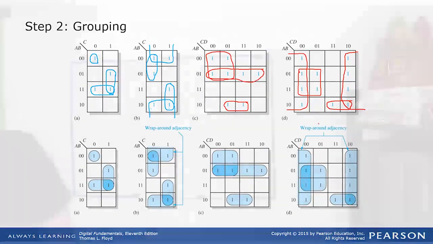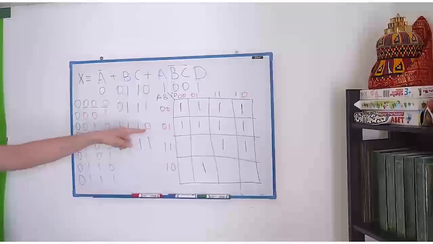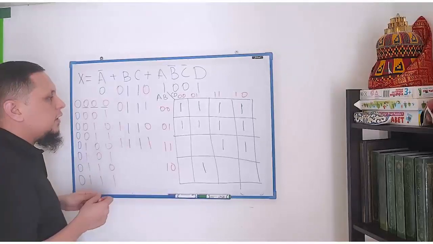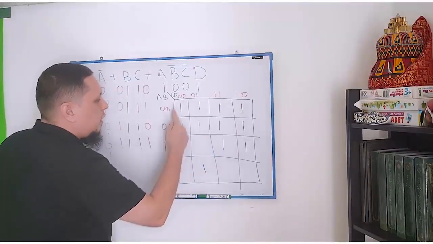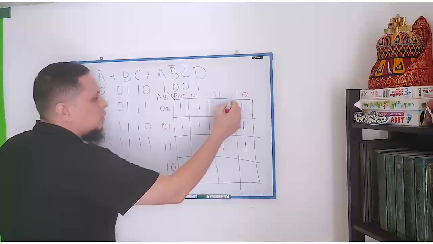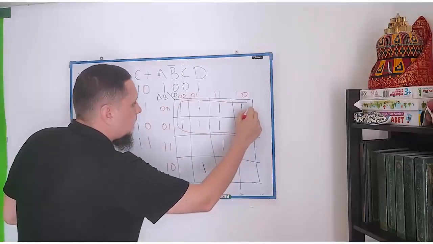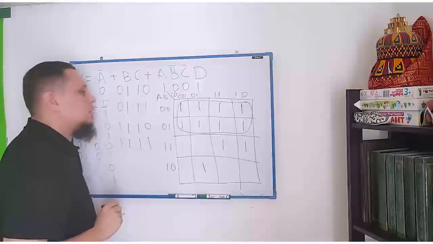So let's look at some example that we did on board. So this is our previous expression. If you look at this expression, how can we group here, right? So first of all, we can see the very large group, the 8-bit group here. So we can group these 8 bits together. Okay, so this is one group.